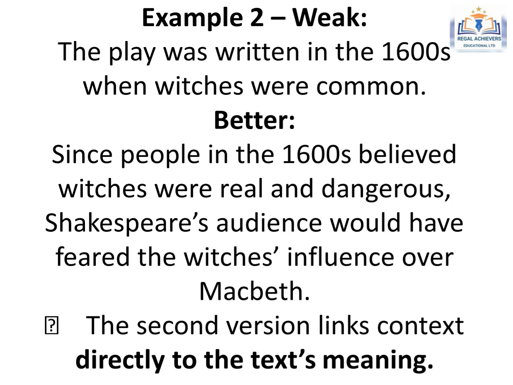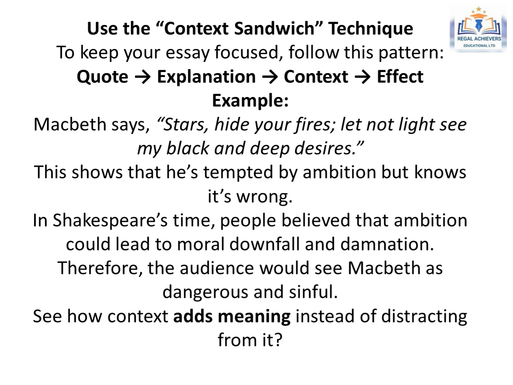Example 2, which is also weak: The play was written in the 1600s when witches were feared. The better way of doing that is: since people in 1600 believed witches were real and dangerous, Shakespeare's audience would have feared the witches' influence over Macbeth. The second version links context directly to the text meaning.